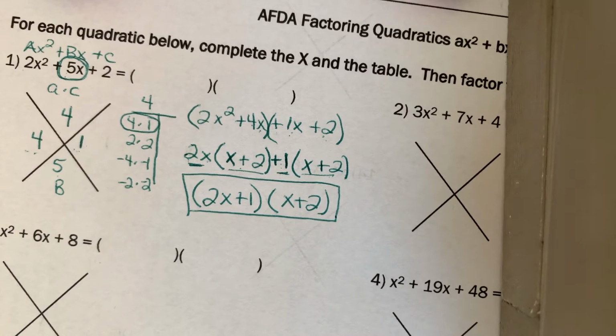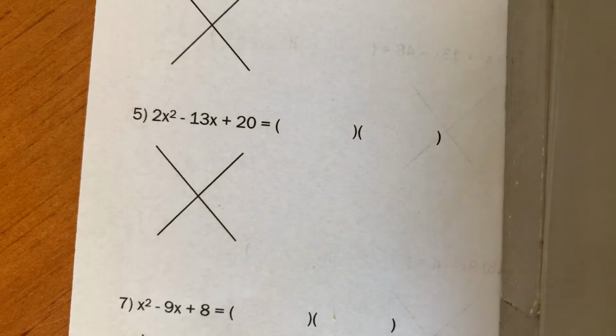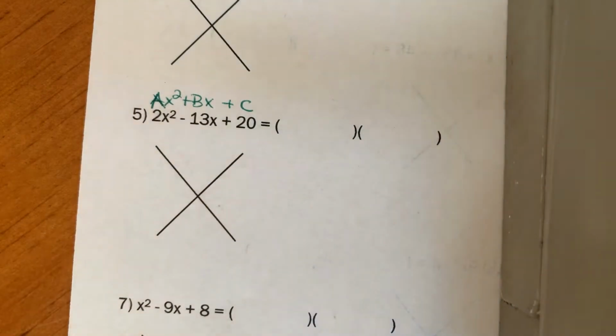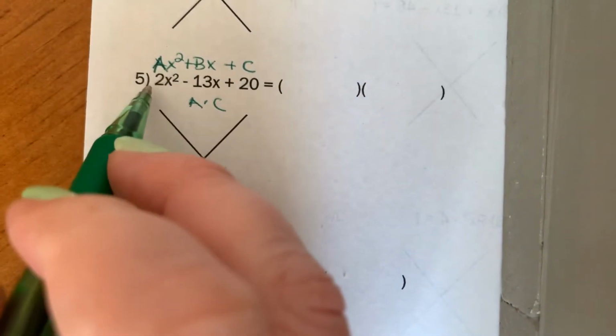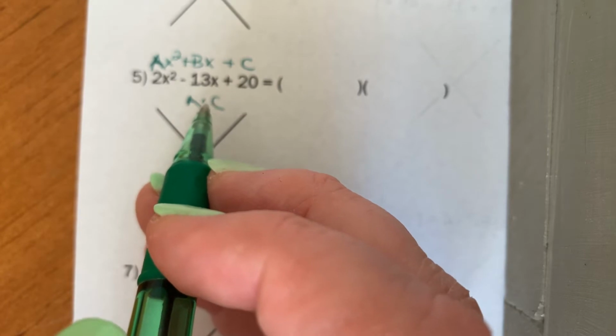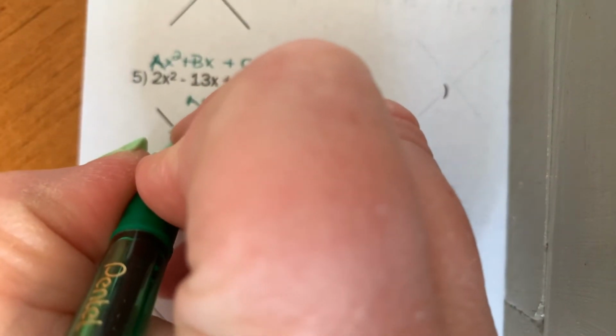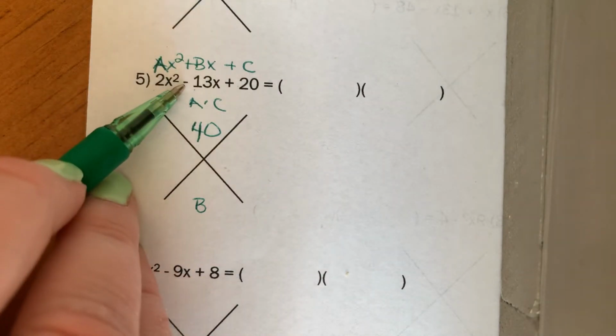Okay, let's do number 5. Same thing, I like to write out that this is ax squared plus bx plus c. On the top of the x goes your a times your c. So in this case, it's going to be 2 times 20. So 2 times 20 is 40. And on the bottom of your x is your b value. In this case, your b value is not just 13, it's going to be -13.